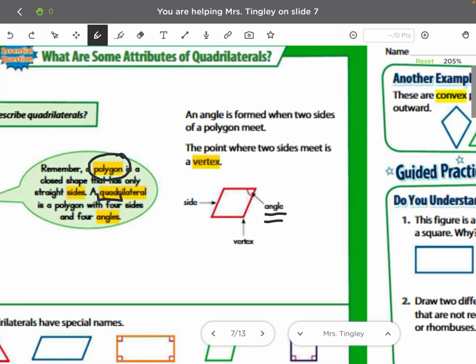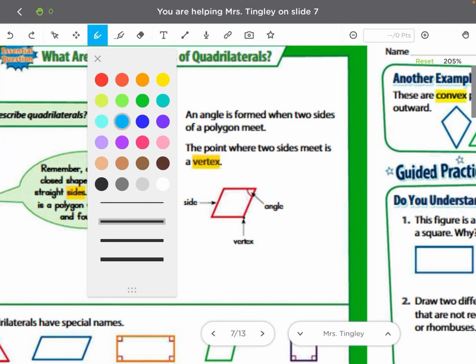A quadrilateral also has four angles. An angle is the area in the corner. On a 2D shape, we also have a vertex. Vertex, that is when two sides meet together.